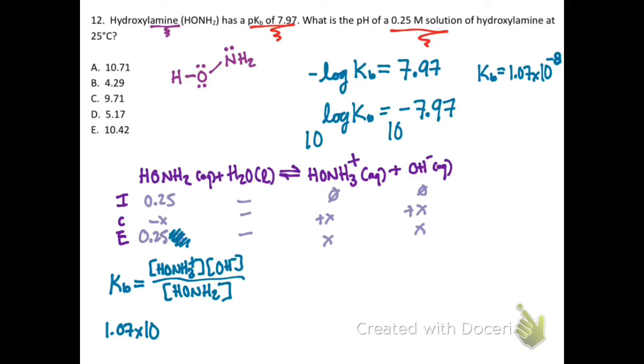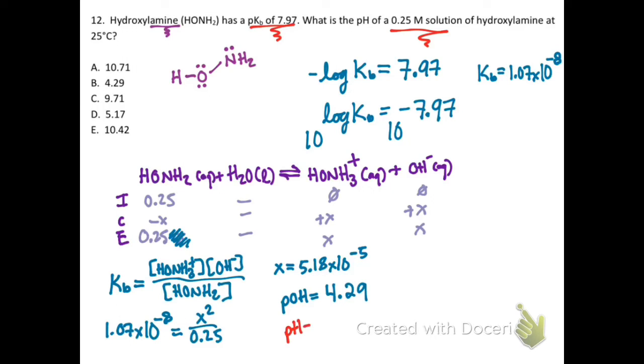1.07 times 10 to the negative 8th is equal to x times x, which is x squared, over 0.25. So multiply the 0.25 through and take the square root of both sides to solve for x. We'll end up getting x is equal to 5.18 times 10 to the negative 5th. Okay, so if we take the negative log of that, that will give us our pOH. So the negative log of that ends up equaling 4.29. Subtract that from 14 to get our pH at 25 degrees Celsius, which would be 9.71.